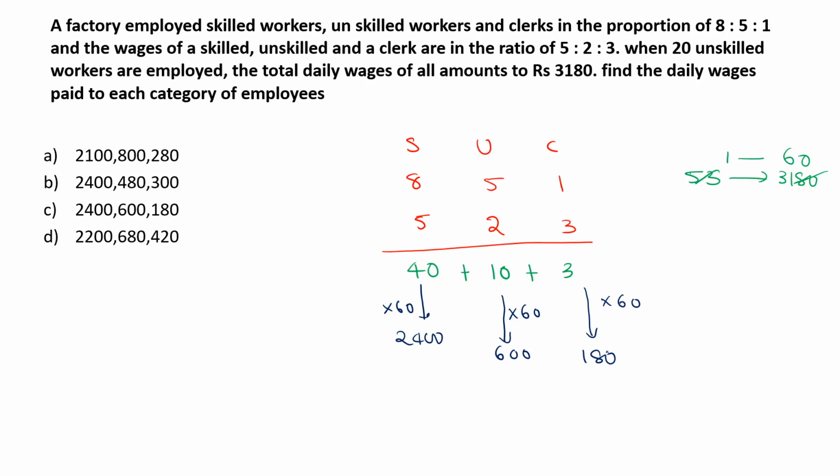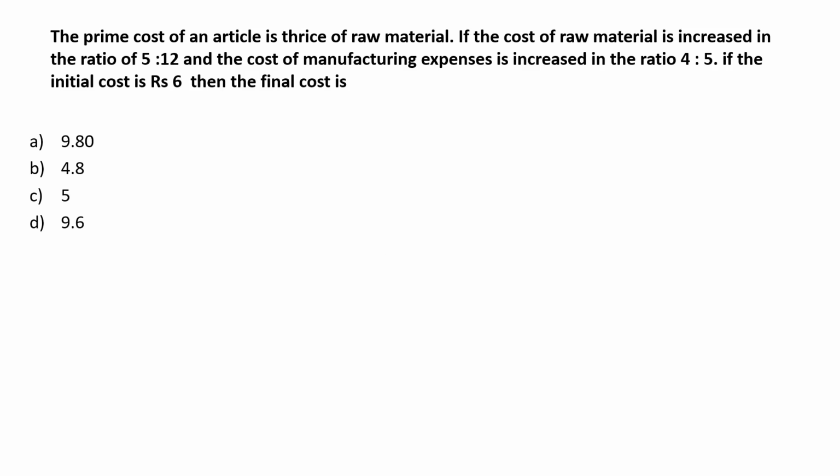Then the final daily wage paid to each category of employees is 2400, 600 and 180 rupees respectively. That is option C. 2400, 600 and 180 would be our answer. Okay, let's move to another question.